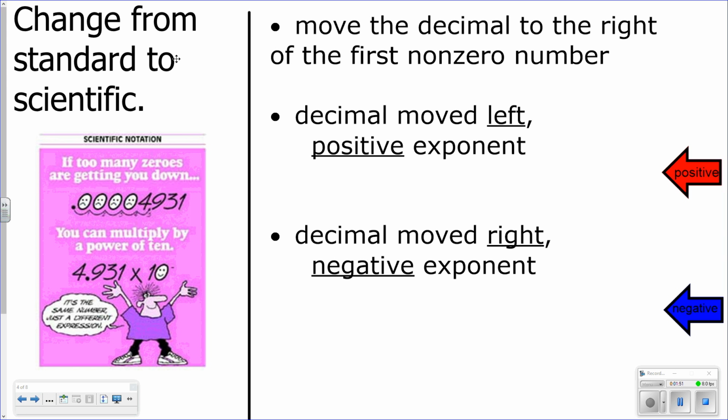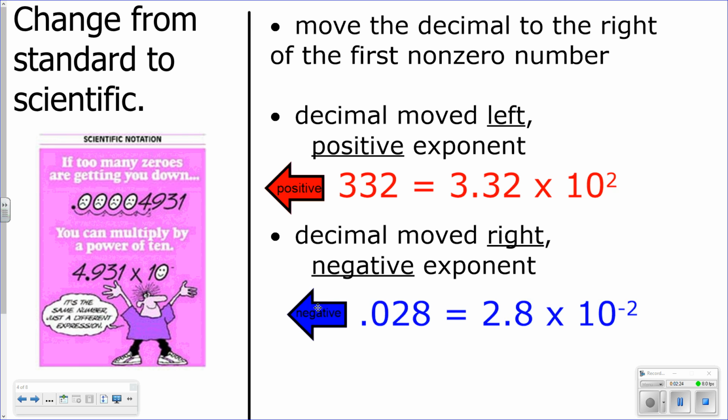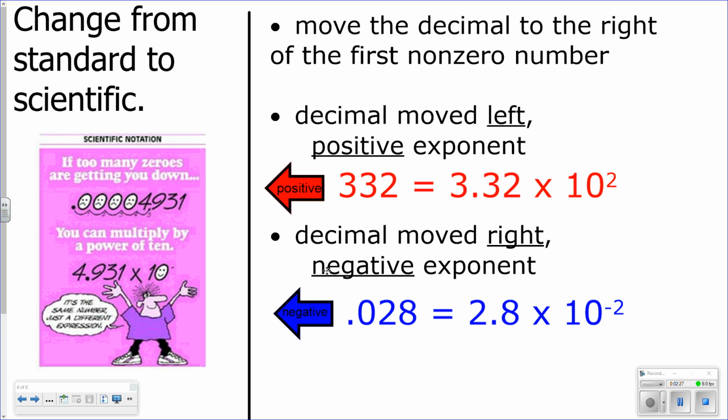So to change from standard to scientific, that decimal has to be to the right of the first non-zero number. In scientific notation, it's always one number in front of the decimal. If the decimal moved to the left, it means it's a positive exponent. So the decimal right now is after the 2, and I need it between the 3's. I moved it 2 places to the left, which means it's times 10 to the positive 2.